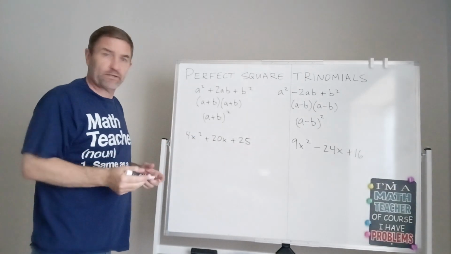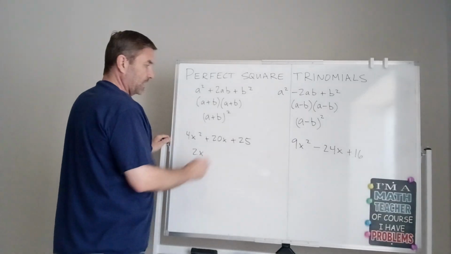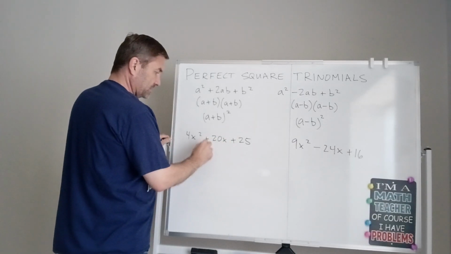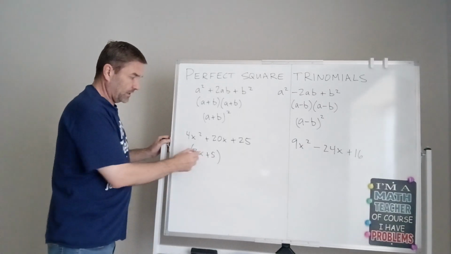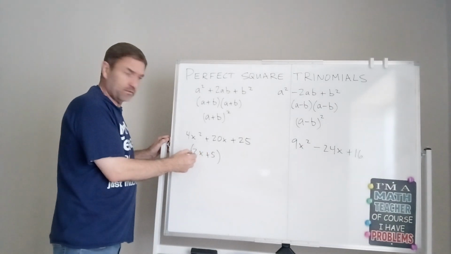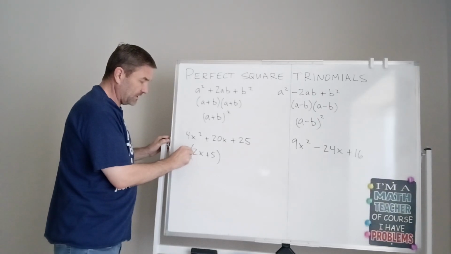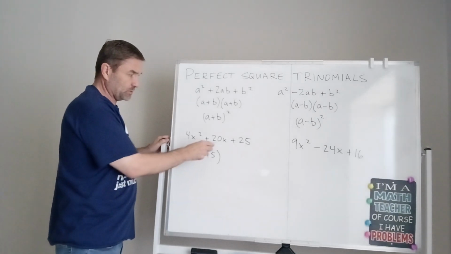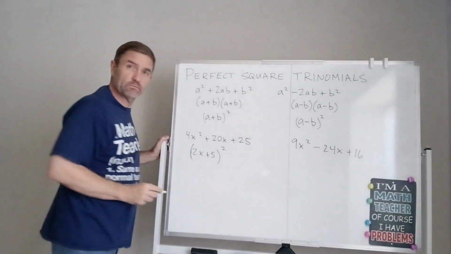So how you factor these is you check. Okay, square root of 4x squared, 2x. Square root of 25 is 5. Since this is a plus, we're going to try plus 5. Okay, now you check. You take this product, 2x times 5, and you double it. Well, 2x times 5 is 10x. 10x times 2 is 20x. That makes it a perfect square trinomial.